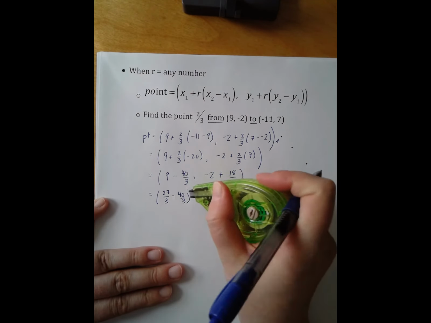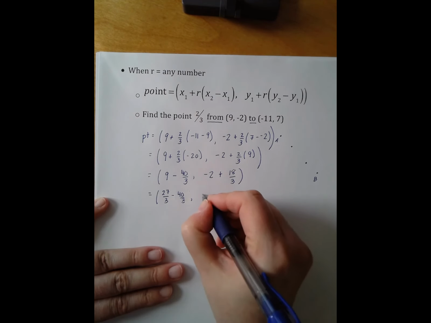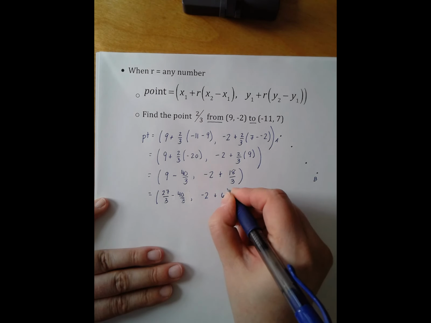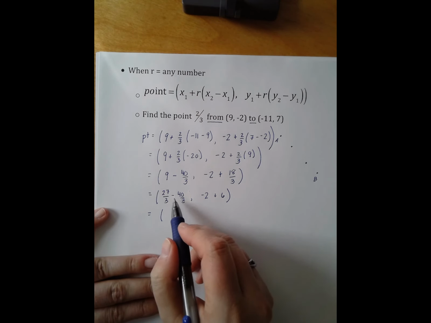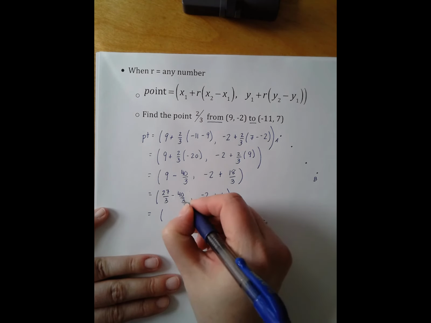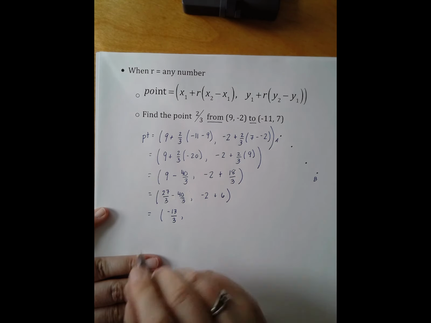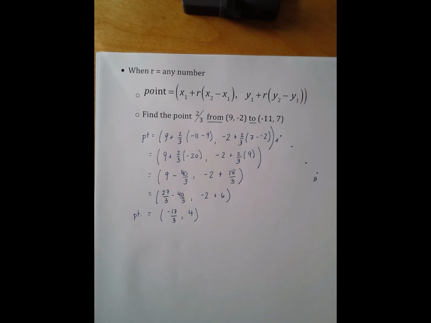Keep adding in commas and parentheses where I don't need them. And then my y-coordinate is negative 2. And in this case, I can simplify 18/3, so that's plus 6. So 27/3 minus 40/3 is going to be negative 13/3, comma, negative 2 plus 6 is 4. And so the point 2/3 from 9, negative 2, to negative 11, 7 is the point negative 13/3, comma, 4.